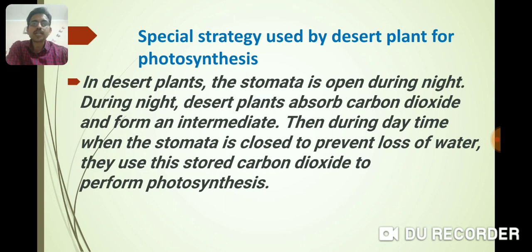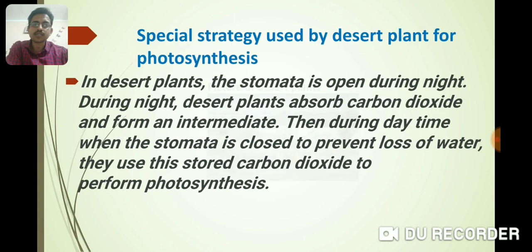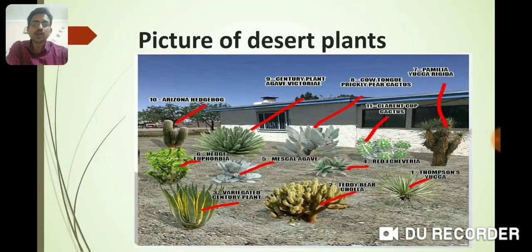There is one special strategy which is used by desert plants for photosynthesis. In desert plants, the stomata is opened during night. During night, desert plants absorb carbon dioxide and form an intermediate. Then, during daytime, when the stomata is closed to prevent loss of water, they use this stored carbon dioxide to perform photosynthesis. This is the picture of desert plants.